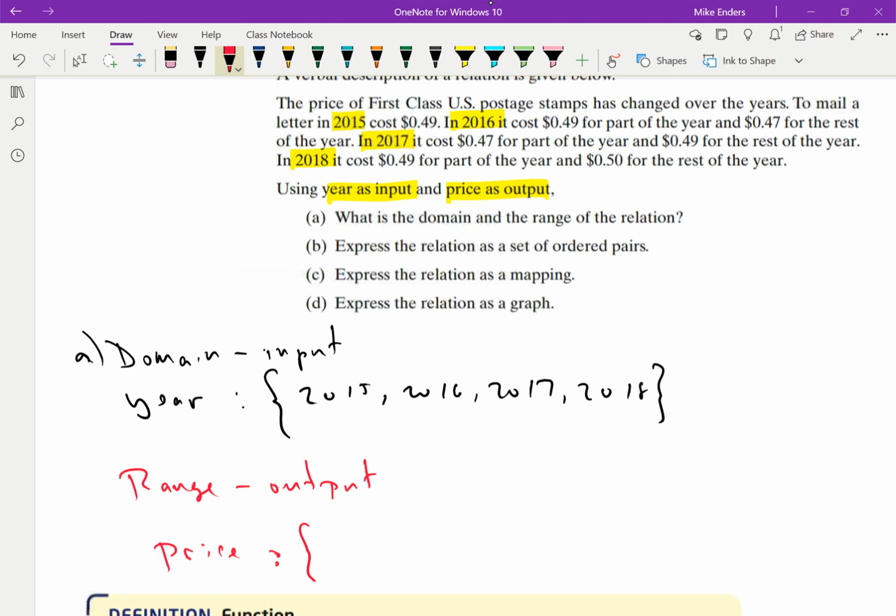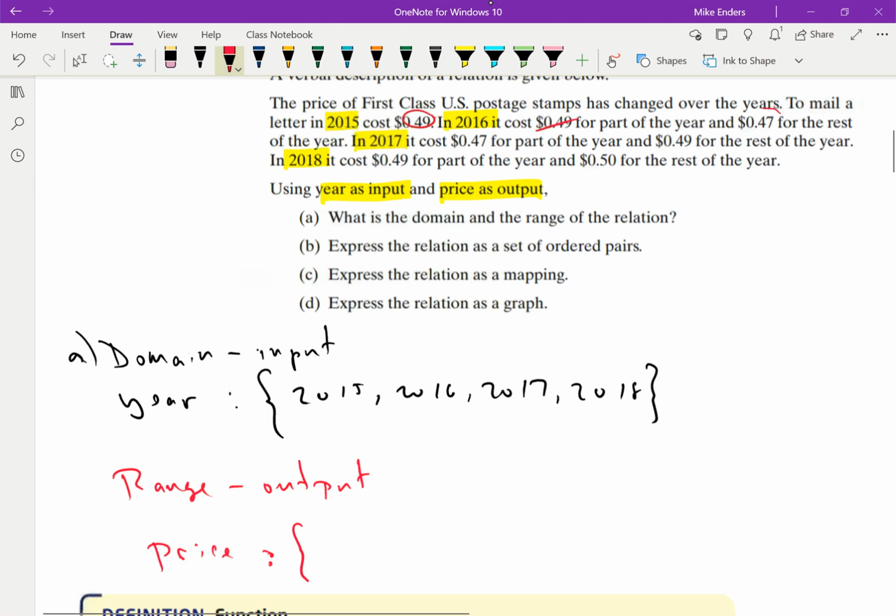So what are the prices that we have? Let's see, we've got a 49 cents, we've got another 49, we've got a 47, another 47, another 49, another 49, and then we've got a 50.